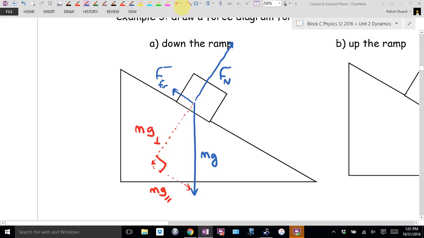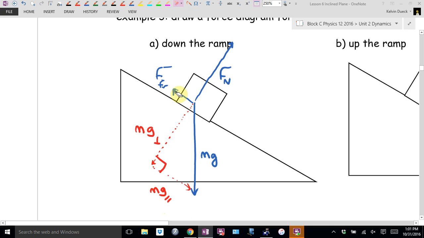Now, by the way, what's pulling this down the ramp? Don't say mg because it's not. What force is pulling this straight down the ramp? I'll give you a hint. It's the force that's pointing straight down the ramp. It's not mg. mg is not pointing straight down the ramp. Sorry? mg parallel. What's pulling it down the ramp is this component.